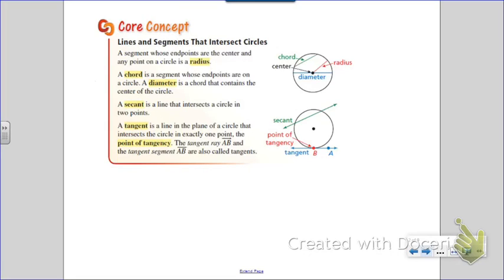from the center to any point on a circle, a chord, whose endpoints are on a circle, a diameter, which is a chord that contains the center of the circle. A secant is a line that intersects a circle in 2 points. A tangent is a line that intersects a circle in exactly 1 point. That point is called the point of tangency.